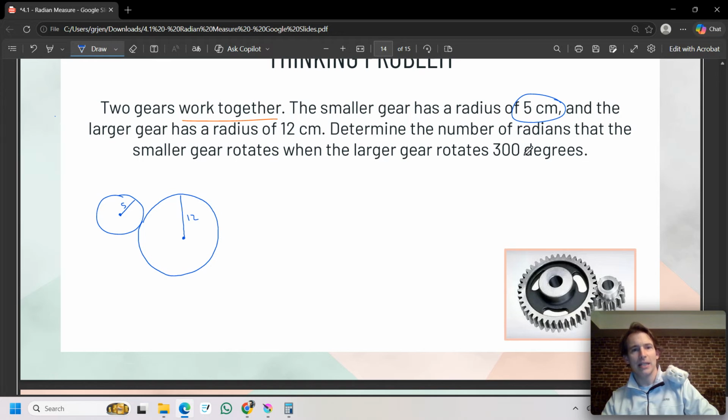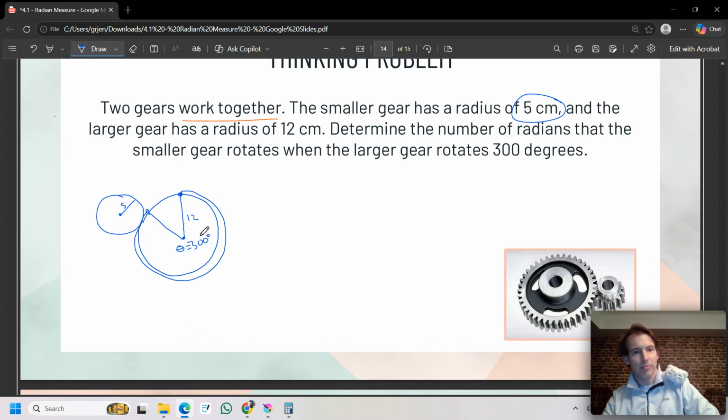Determine the number of radians that the smaller gear rotates when the larger gear rotates 300 degrees. Okay, so get yourself an idea of what 300 degrees of rotation would mean. From here, it's about to there. So that's how far. I'm really interested in the distance that goes around the outside of that. And this is theta equals 300 degrees.